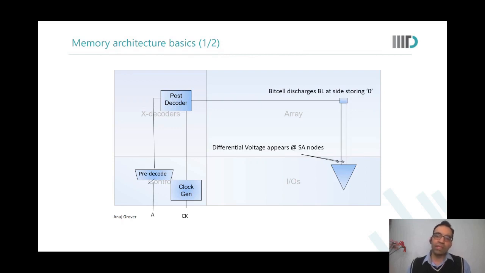When a particular row is selected, the memory cells, the storage elements in that particular row, will discharge bit lines. Now, in this case, because I'm starting to talk about SRAMs, I'm showing a differential pair of bit lines, bit line and bit line bar. But in SRAMs also, you have single-ended, just one bit line per memory cell. And when we talk about ROMs, DRAMs, and flash memories, you would typically have only one bit line per memory cell.